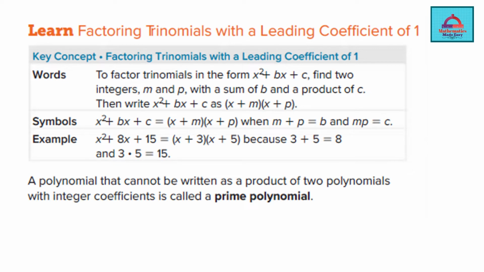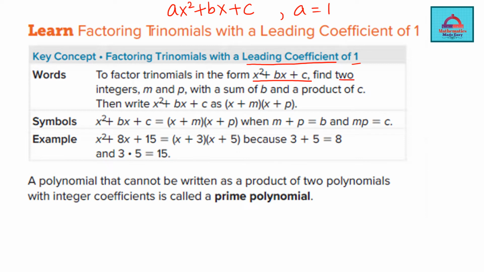So the first case is where you factor trinomials with the leading coefficient of 1. The standard form of a quadratic function is ax square plus bx plus c. So a is the leading coefficient of x square. If a is equal to 1, that means the equation reduces to this form. Then we say that it is the case of the trinomial with leading coefficient 1.